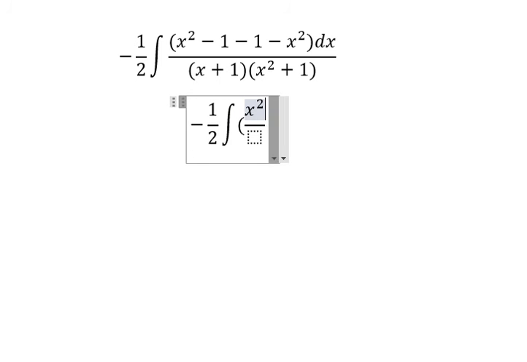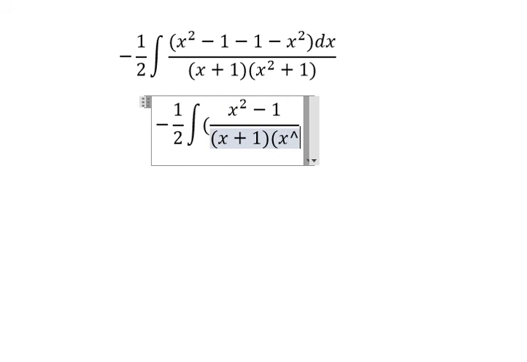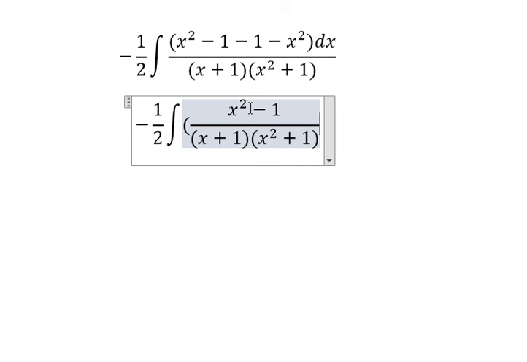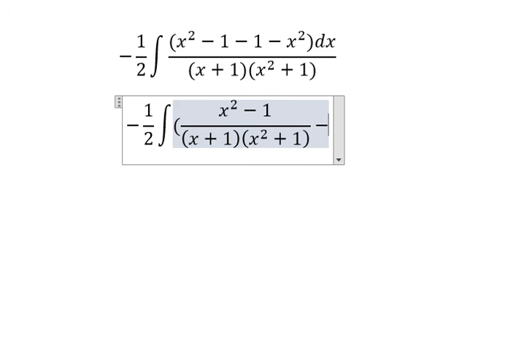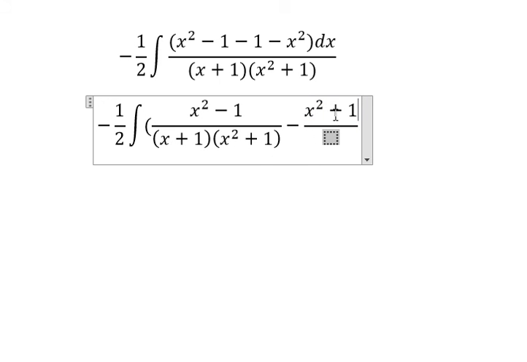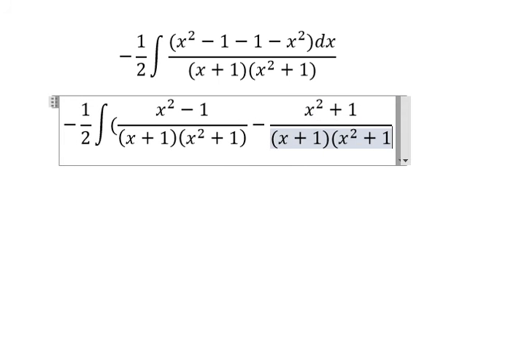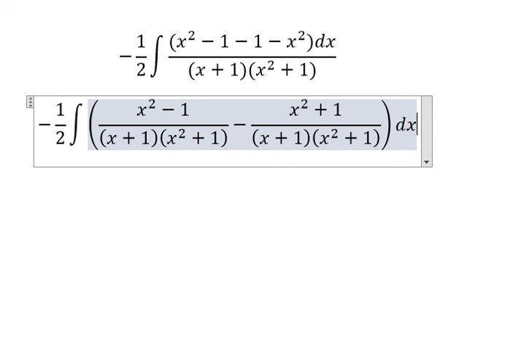x squared minus 1 over x plus 1, x squared plus 1, and the second one, we put a negative here, so you go x squared plus 1, x plus 1 over x squared plus 1 dx.